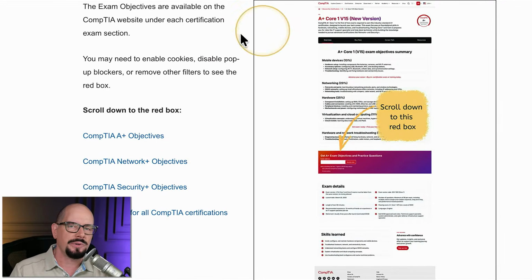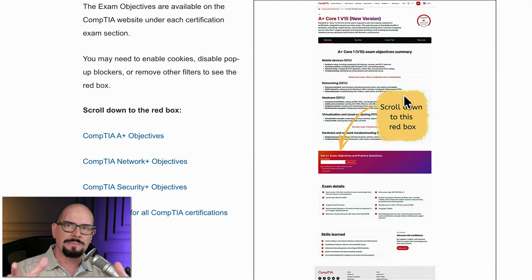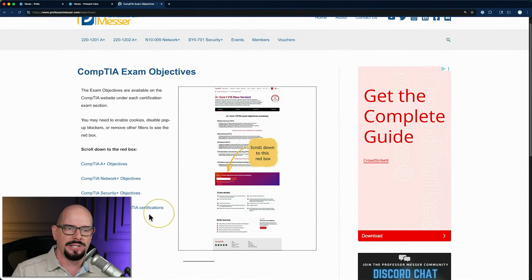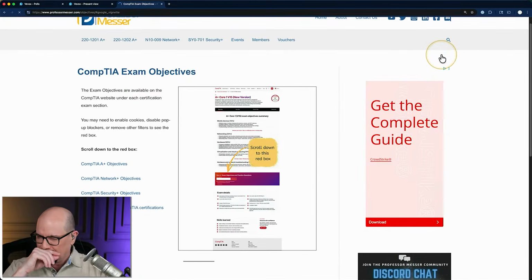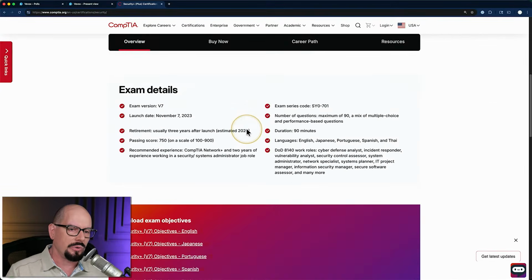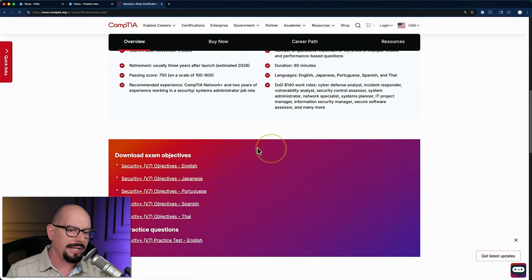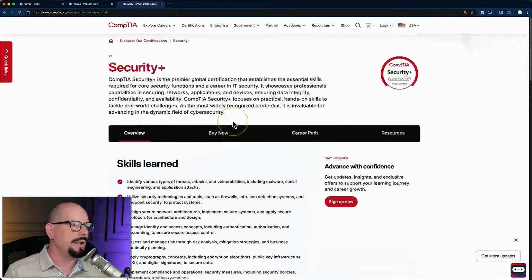And I have a graphic on the screen because it takes you to a page and it may not be very obvious where the objectives are. There's a red box on that page. That's what you're looking for. So scroll down to the red box, put in your email address, and that's where you need to go to get those. If you don't see the red box when you click that link, pardon me, one moment. Okay, so if you go to that page for Security Plus, you can then scroll down and that red box should be there. I've already put in my email address, so it just shows me the exam objectives that are there. That would be a great way to earn those.